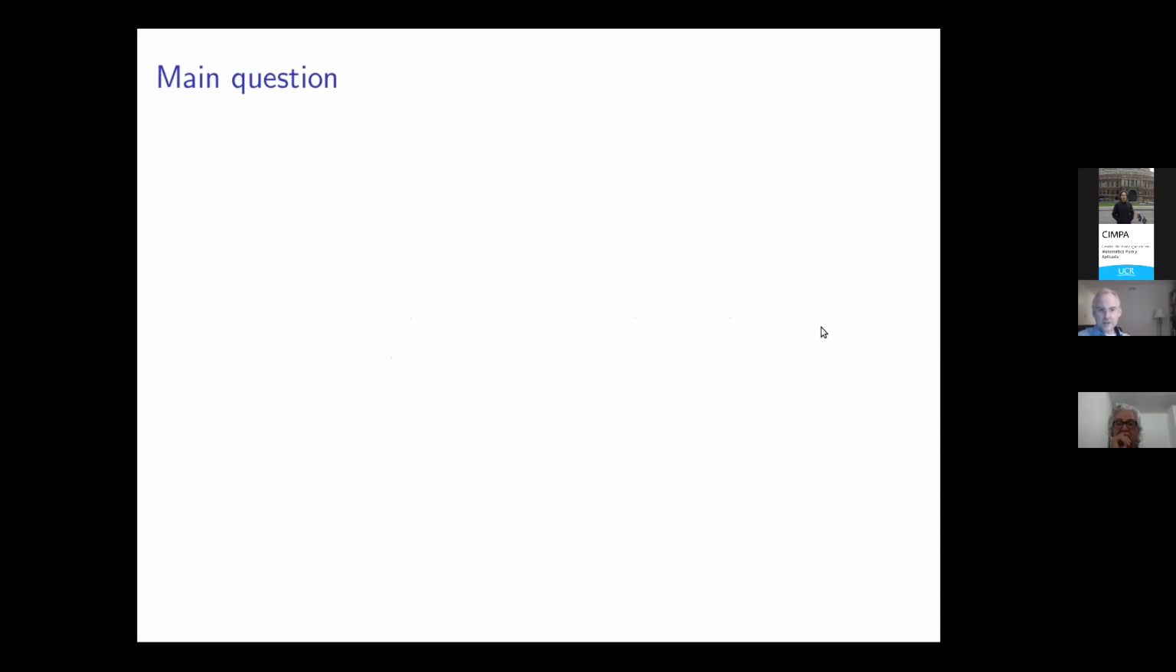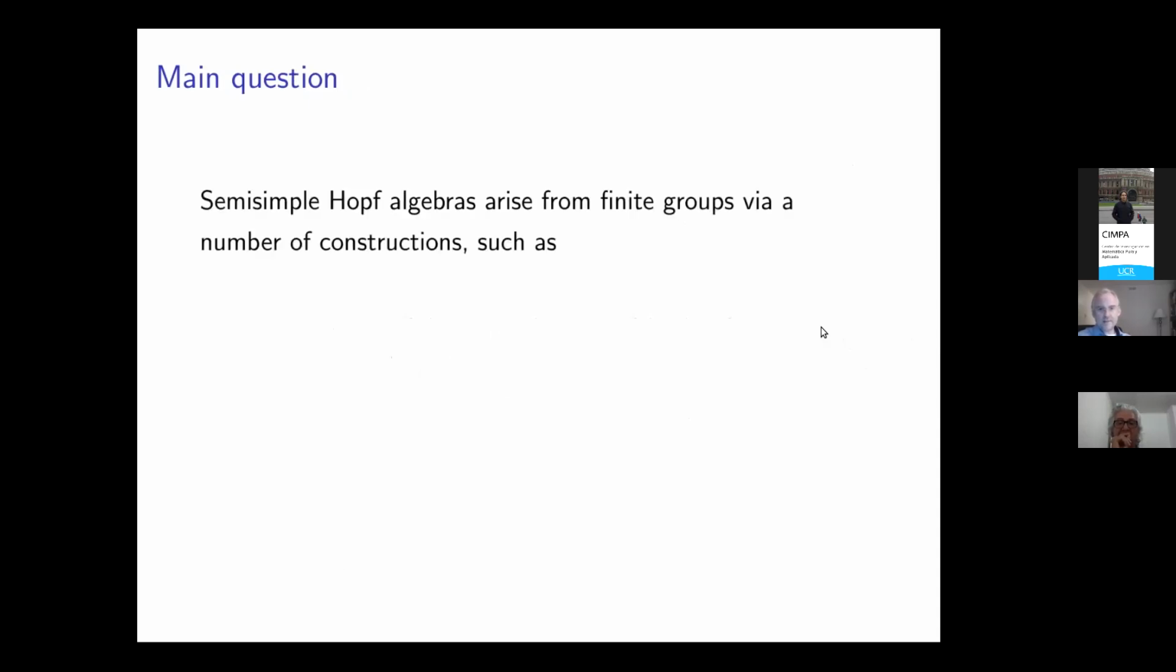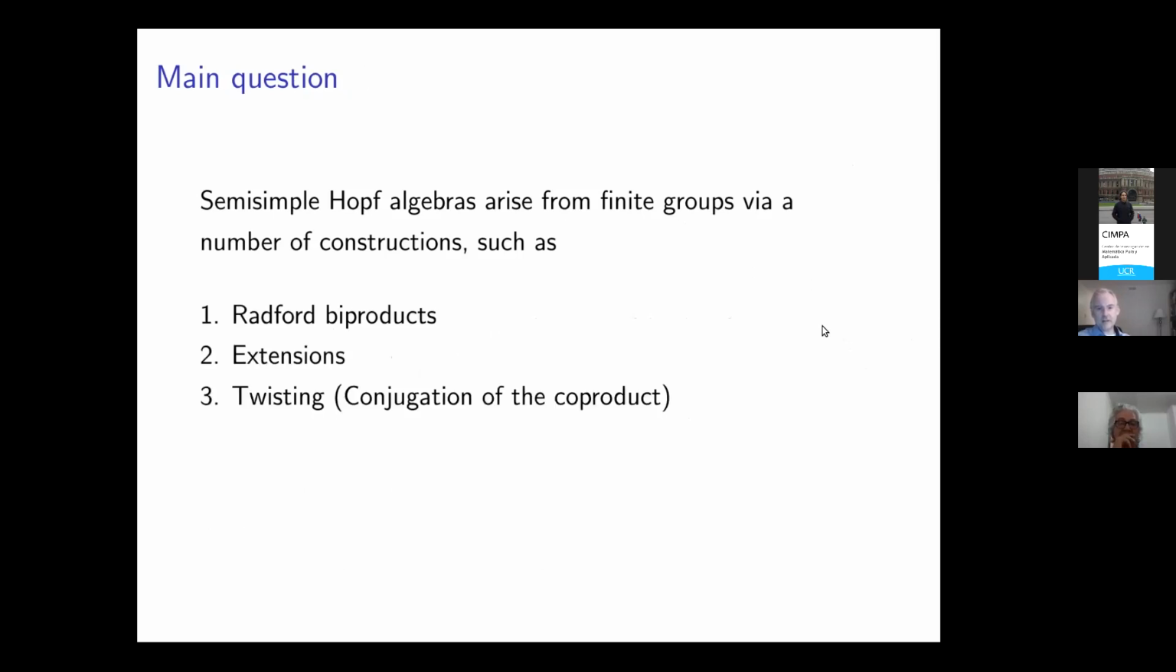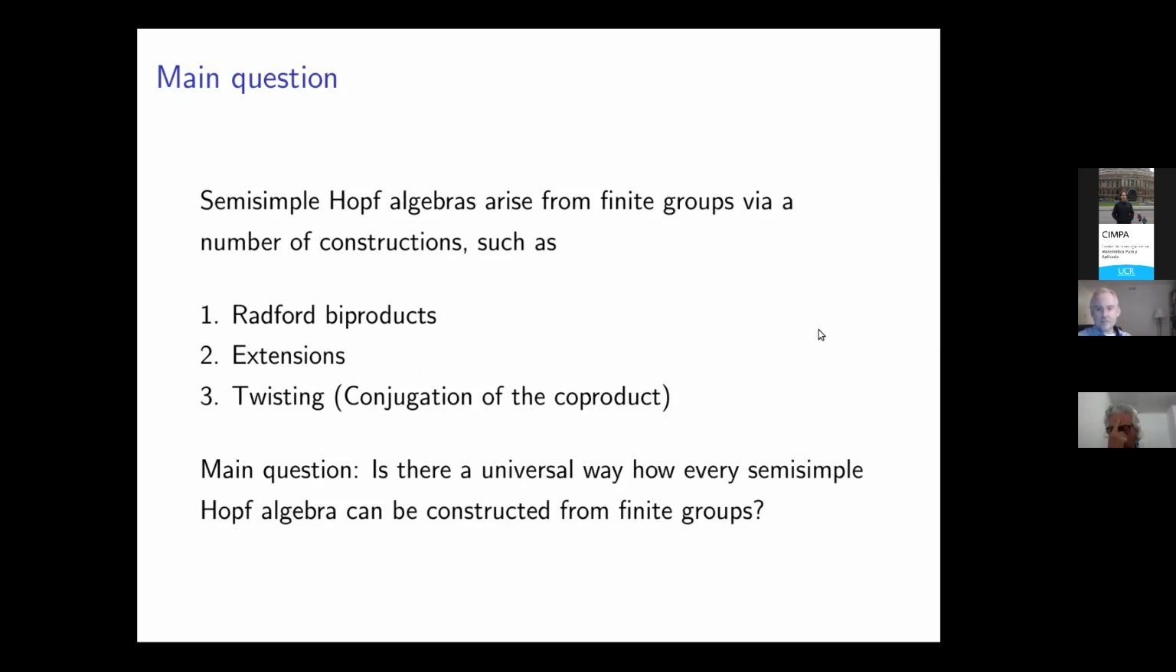But the main question is the following. Semi-simple Hopf algebras arise from finite groups via a number of constructions, such as Radford biproducts, extensions, and twisting. Twisting is here conjugation of the coproduct. The main question is the following. Is there a universal way how every semi-simple Hopf algebra can be constructed from finite groups in some way or the other?